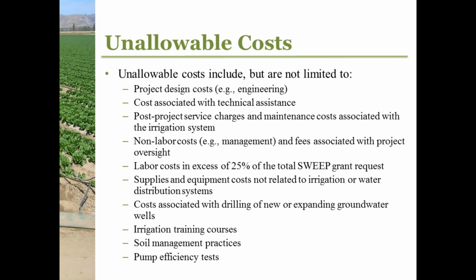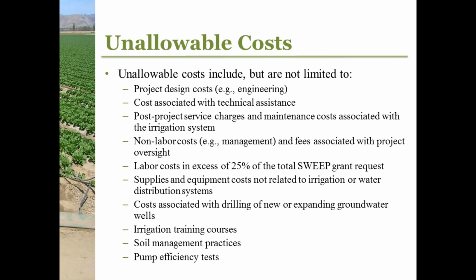The list of unallowable costs includes but is not limited to the following, and is also identified on page 8 of the request for grant application. Project design costs or costs associated with engineering, any costs associated with technical assistance, post-project service charges and maintenance costs, and then any non-labor costs such as management or fees associated with project oversight.